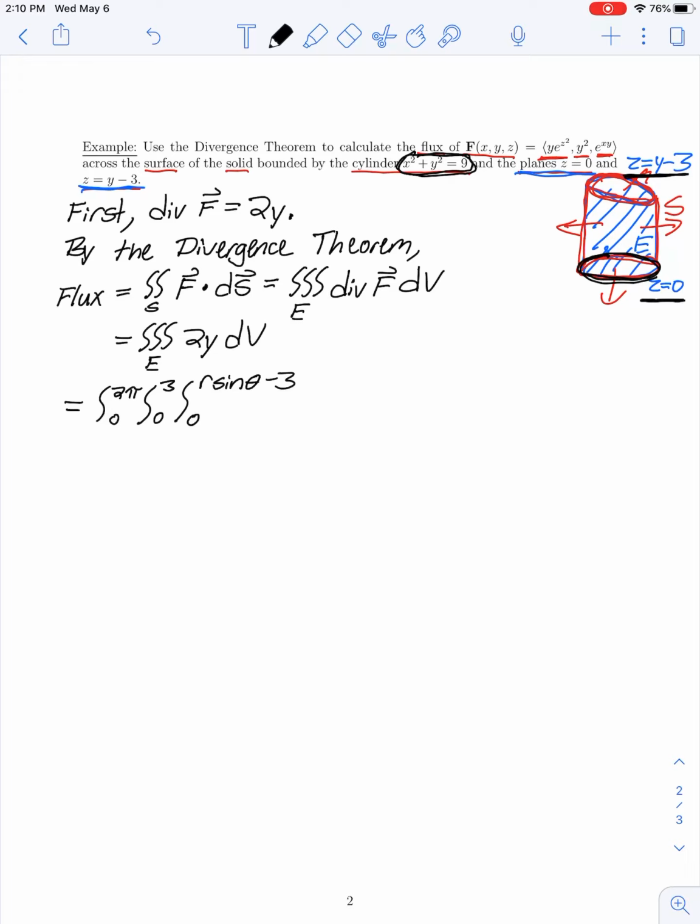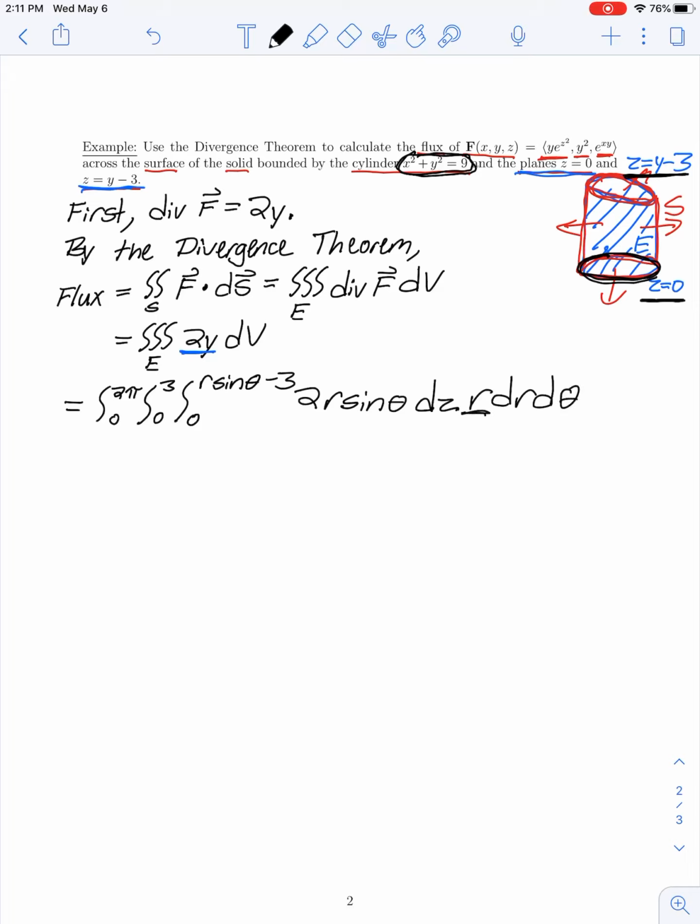Now converting our integrand, which was 2 times y, into a cylindrical function, we have 2 times y, which again is r sine of theta. And then the differential of volume in terms of cylindrical coordinates is dz. And then the outer 2 integrals with respect to area in terms of polar coordinates is r dr d theta.